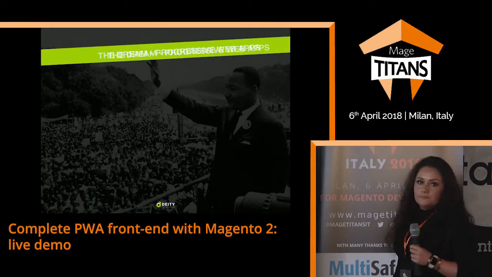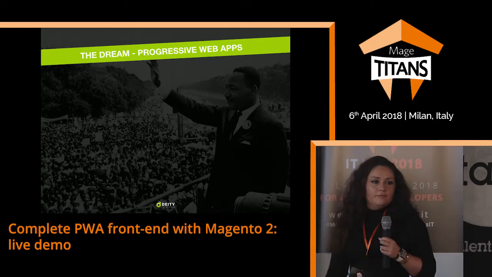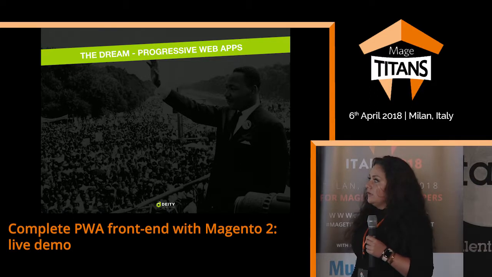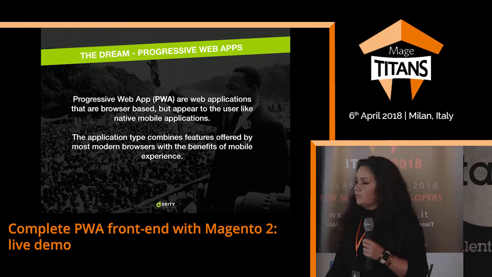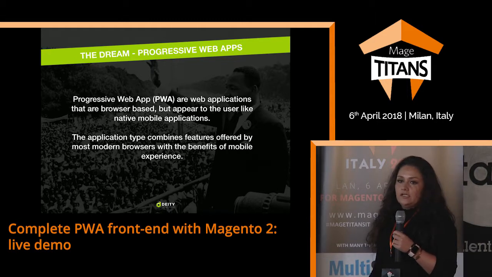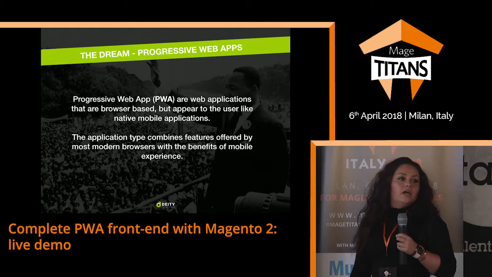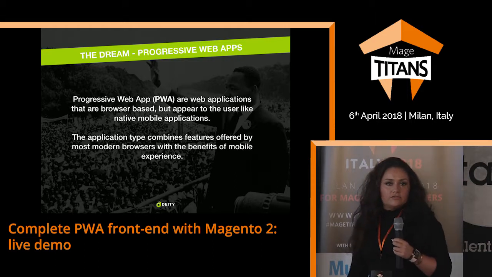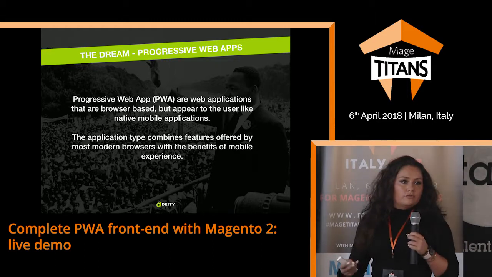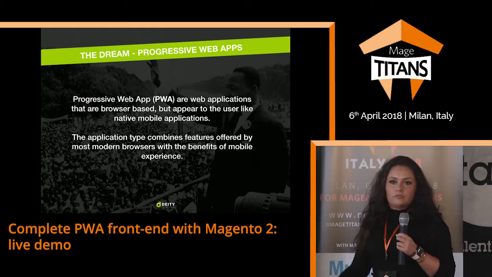So we have a dream. And this dream we call progressive web apps. And it started like this. What is a progressive web app? A progressive web app is basically a web application that is browser-based but appears to the users as a native mobile application. I will go a little bit deeper later on how this actually works, but this is the basic idea. We want to create the experience of native apps through the browser.